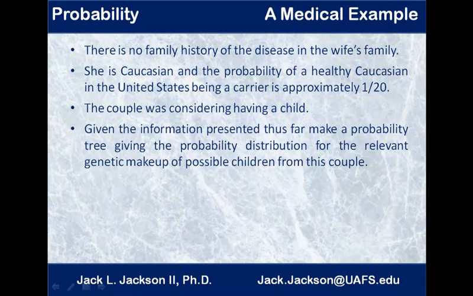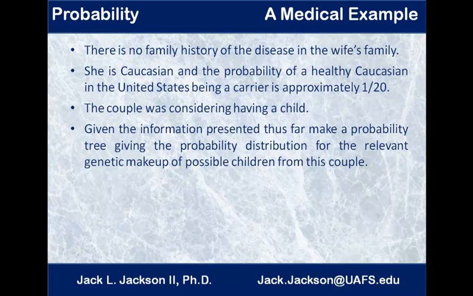Now, there's no family history of the disease in his wife's family. She's Caucasian, and the probability of a healthy Caucasian from the United States being a carrier is approximately 1/20th. Which is higher than it is for some other races, but 1/20th, at least I was told this, was the probability that a random Caucasian is a carrier.